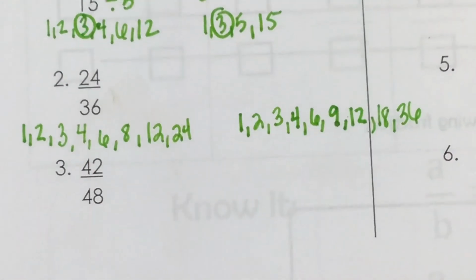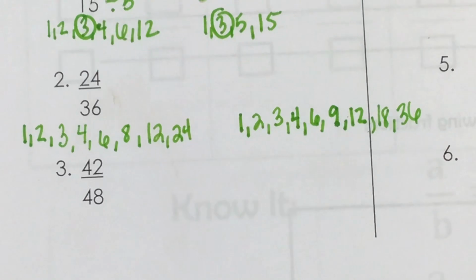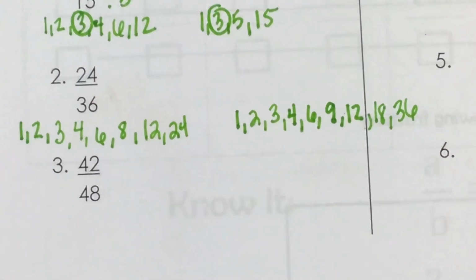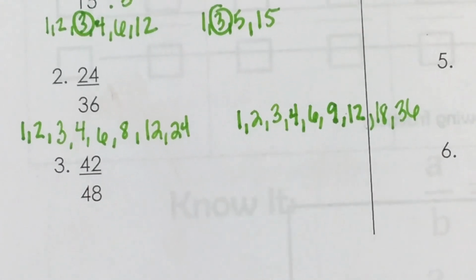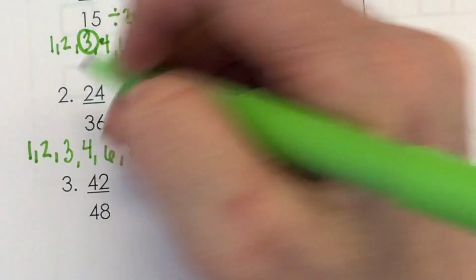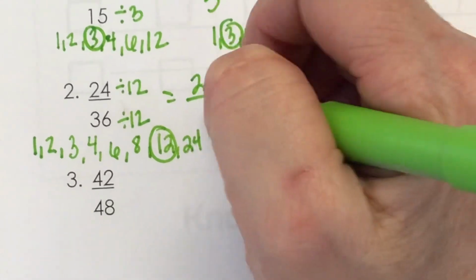Okay? Now, what is my greatest common factor here? The greatest common factor. Riley? No, there's a bigger one. Well, there's no 8 over here for 36. Riley? 12. Okay? So now you can divide the numerator by 12 and the denominator by 12. So what's 24 divided by 12? 2. What is 36 divided by 12?